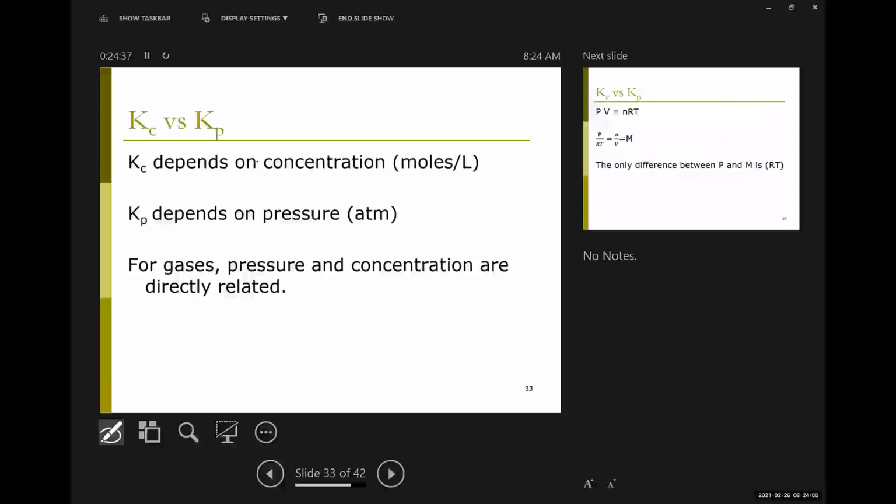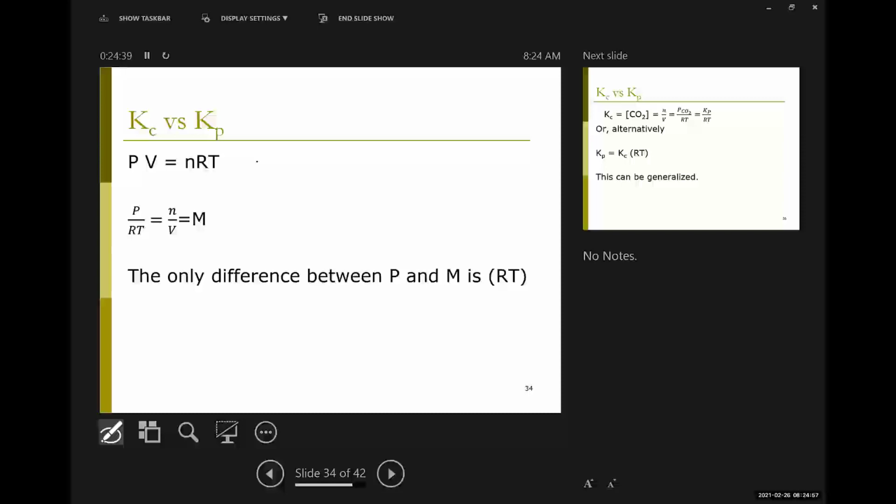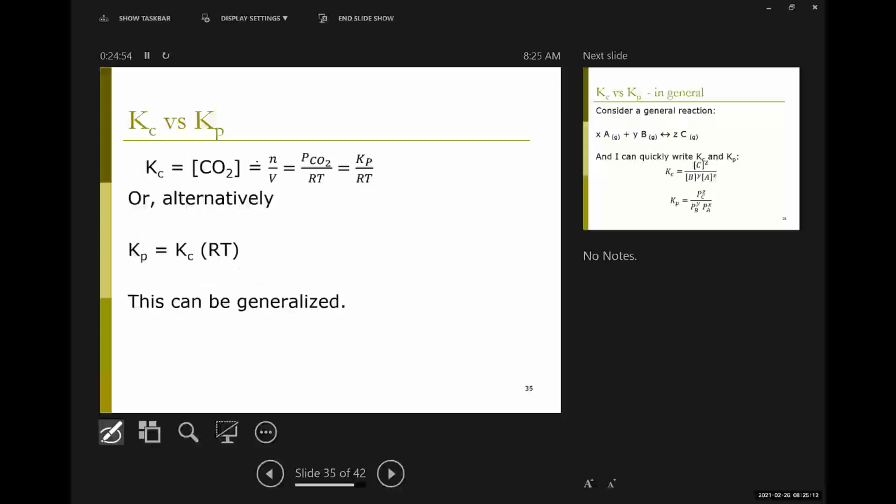And so if I want to go back and forth between my Kp and my Kc picture, all I need is the RTs. And in fact, that allows me to actually go directly from Kp to Kc. In this case, the only difference is RT. Even in a more complicated gas phase reaction, I'm just going to need more RTs, because every pressure is related to every concentration by an RT.